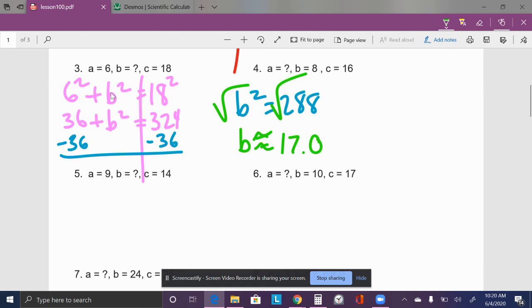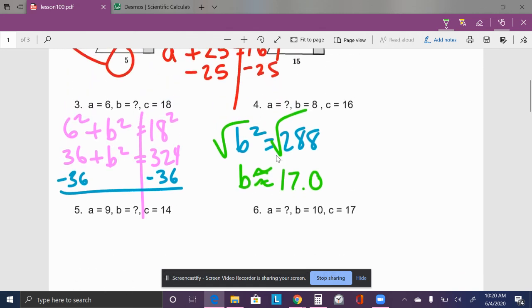So I wanted to make sure I showed you guys one where you're solving for the leg and you don't get a nice integer answer when you round, okay? So it's basically the same thing as last lesson, except now you're solving for the leg. Unless it's a word problem, you might be trying to solve for the hypotenuse.